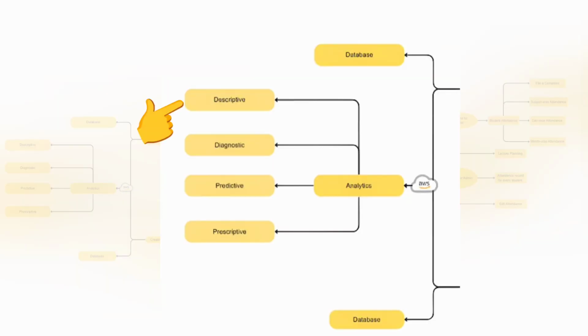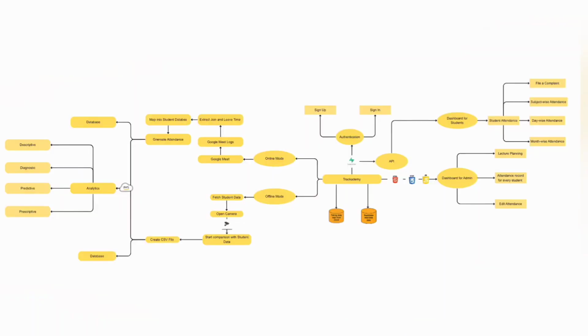First, descriptive analytics. It shows past attendance and reports. Second, diagnostic analytics. It identifies reasons for low attendance. Third, predictive analytics. It forecasts who may fall short. And lastly, prescriptive analytics. It recommends actions like reminders, counseling, or schedule changes. Together, this workflow ensures attendance tracking that is accurate, proactive, and actionable.